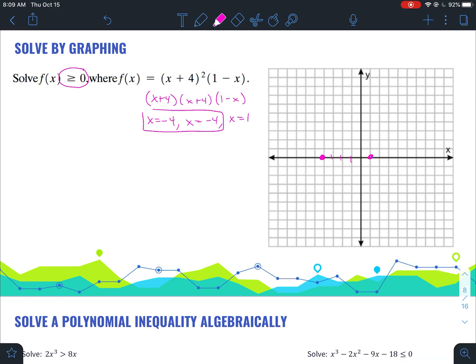If I multiplied all of the x's out, I have x times -x. So I'm going to have -x to the third. So the end behavior this time should be up and then down. So at -4, it's going to bounce. So it's going to start up. It's going to bounce off at -4. And then it's eventually going to have to go through 1. So my graph could look something like that.